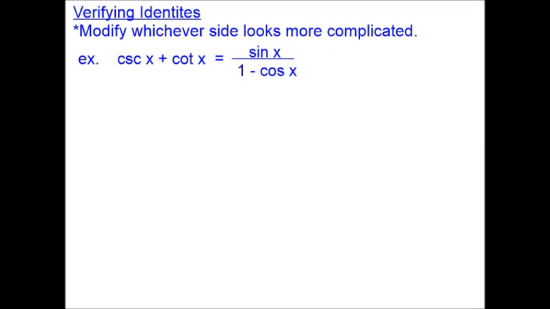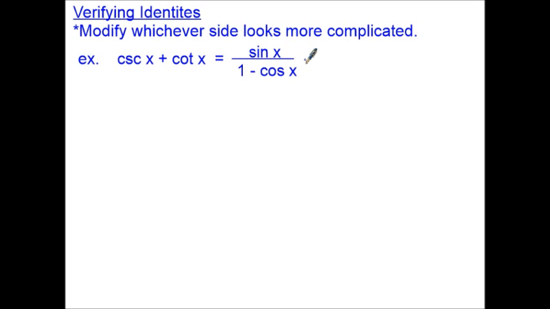Alrighty, so for verifying identities, basically a good rule of thumb is to modify whichever side looks more complicated. Before today, we've always been looking at, okay, do the left side, make it look like the right, so there was some kind of a direction given one way or the other. This one is going to be a little more open, and basically there you go, modify whichever one looks worse. Because those simplification rules that we did before, that's basically what we should be shooting for. So simplify something that looks messy, hopefully it'll come out looking like something that's not as messy.